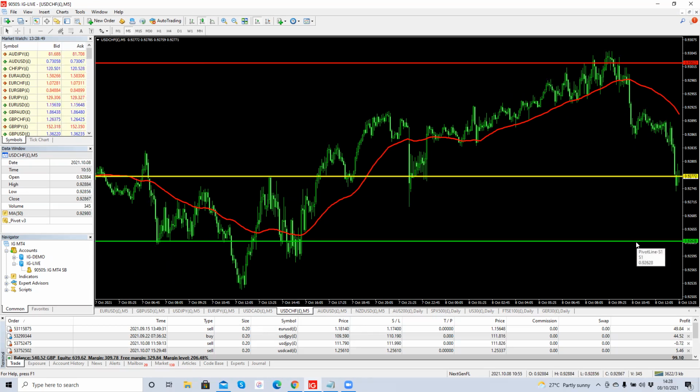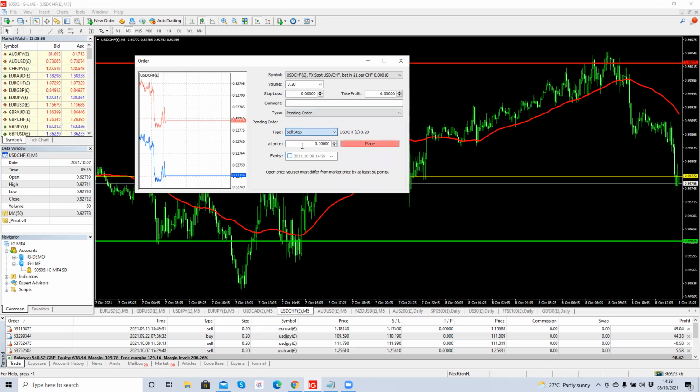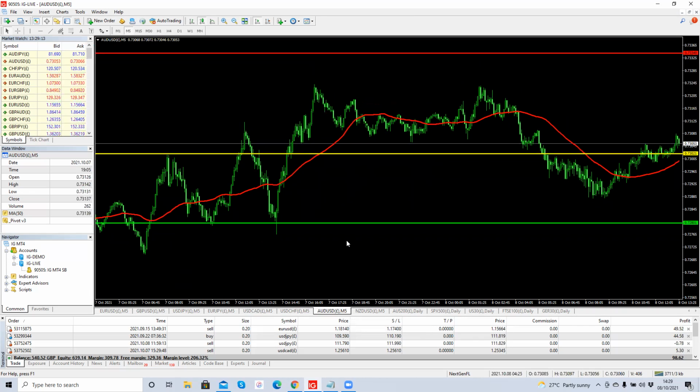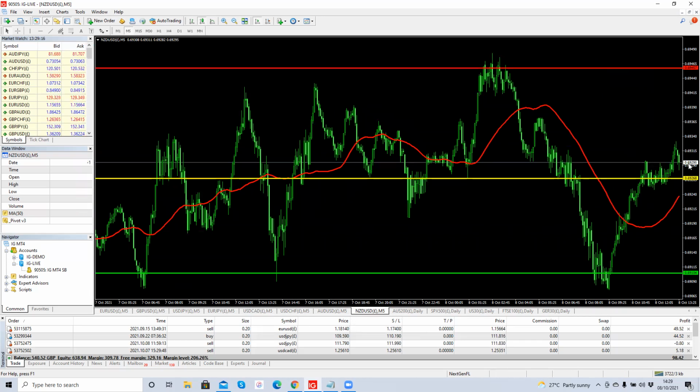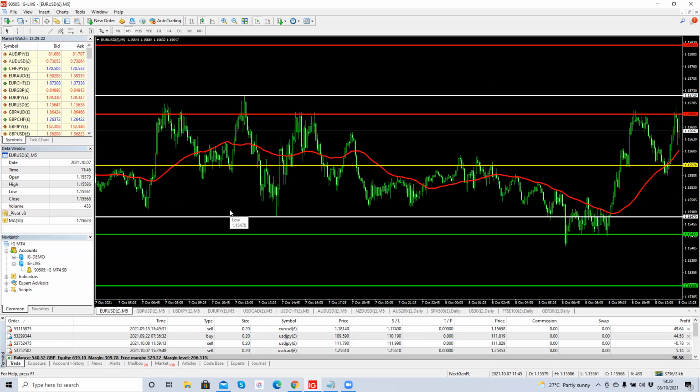But I can probably place a pending sell order just below S1 there. So that'll be 0.9261, and stop loss 0.9281. And the Aussie dollar, again, that's trending sideways. So you can see all the markets are just trending sideways, which is not surprising in view of the report coming out shortly. Okay, so we have 1 minute. So I will see how the market reacts and then we'll take it from there.